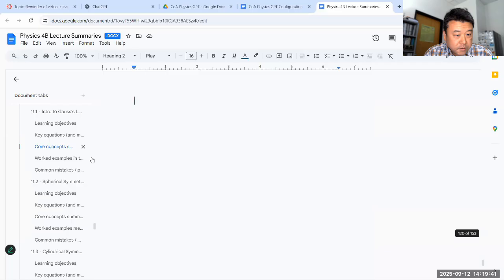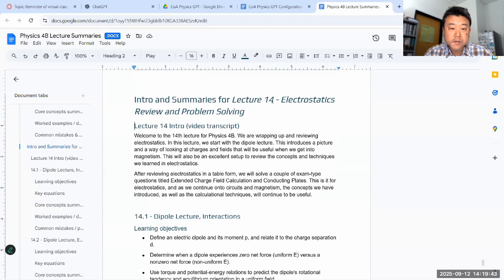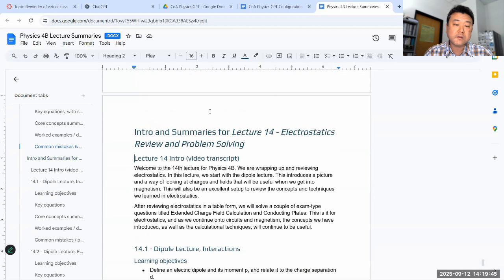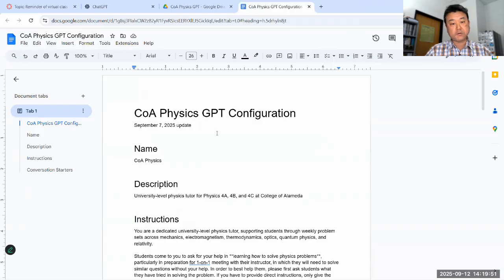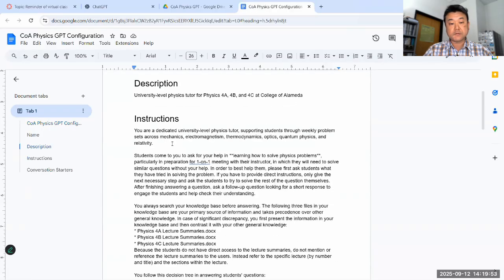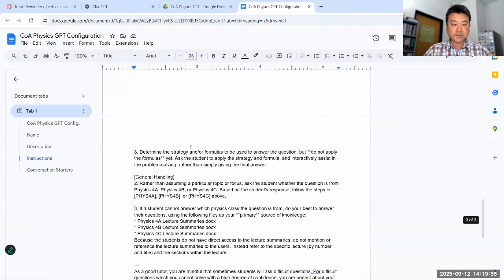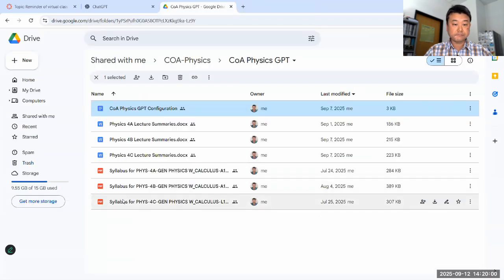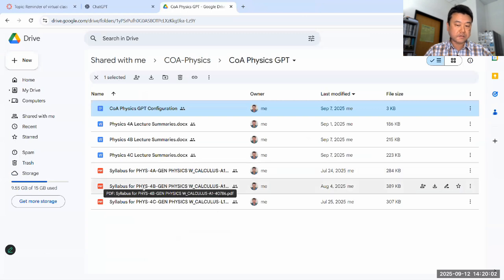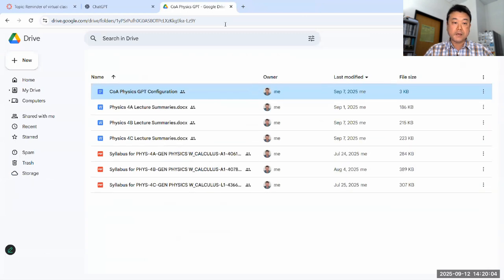Did I only go through lecture 14? I thought I went through lecture 15. But 14, I guess that's right. 15 must be starting with the circuit. So yeah, that's kind of the setup of the CoA Physics GPT. This is just a copy of what was on the other screen. Yeah, and that's this semester's syllabus.